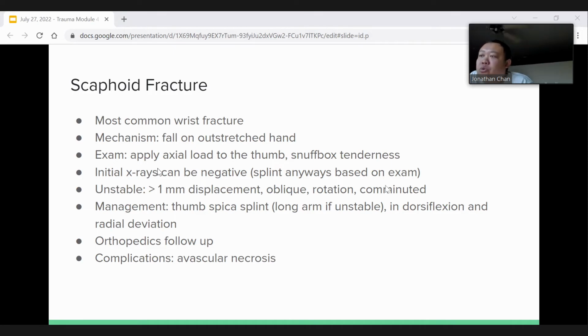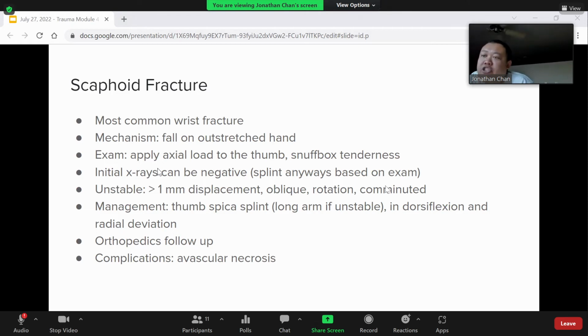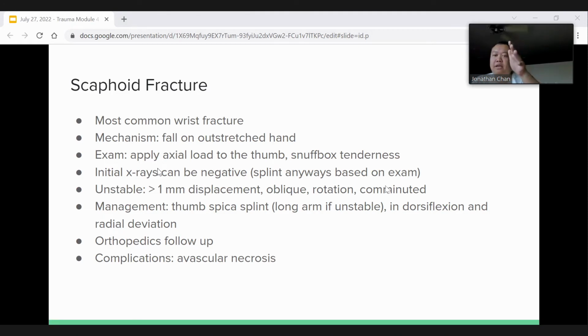You do want to do a thumb spica splint if it's just tenderness there, but if it's unstable, you can put them in a long arm thumb spica splint. You want them in dorsiflexion and radial deviation, so up and off to the side a little bit. Orthopedics follow-up, and these can lead to high morbidity, including avascular necrosis if we miss them. So based on your exam, if there's pain there, you can go ahead and apply a thumb spica splint.